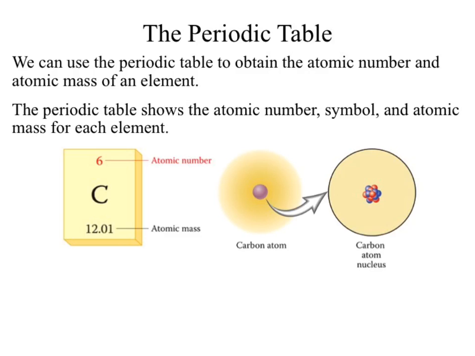I only recently actually discovered the difference between our atomic number and our mass number. On our periodic table, we can only use the periodic table to obtain the atomic number. We cannot get the mass number. What we can get would be the atomic mass. Two different things.